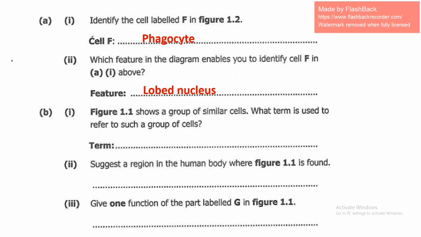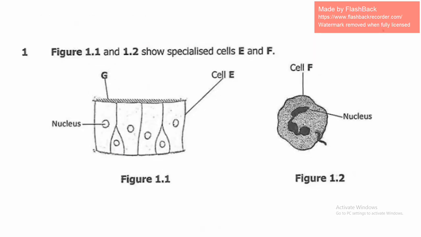Okay, so if we can go back to the question or the diagram, figure 1.1, I said that cell E, those are ciliated cells. Now, that diagram shows a group of these cells known as cell E, or the ciliated cells. Okay, so a group of cells always forms what we call a tissue.